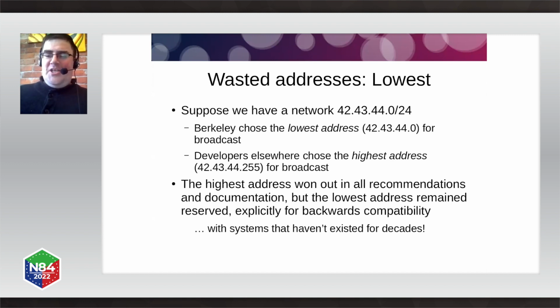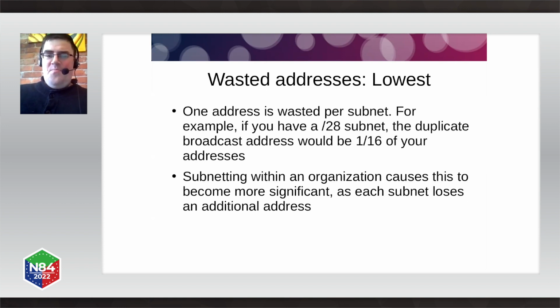But documentation continued to note that for backwards compatibility with BSD systems from 1983, you should continue to reserve the lowest address as well, even though there was no specific reason for anyone to be using it and documentation advised against it. So this continues to waste 1 address for every subnet. If you had a /28, for example, the fact that you have 2 broadcast addresses instead of just 1 would be fully a 16th of the addresses on that network. And as you subnet smaller and smaller, the addresses that you lose to duplicative broadcast add up.